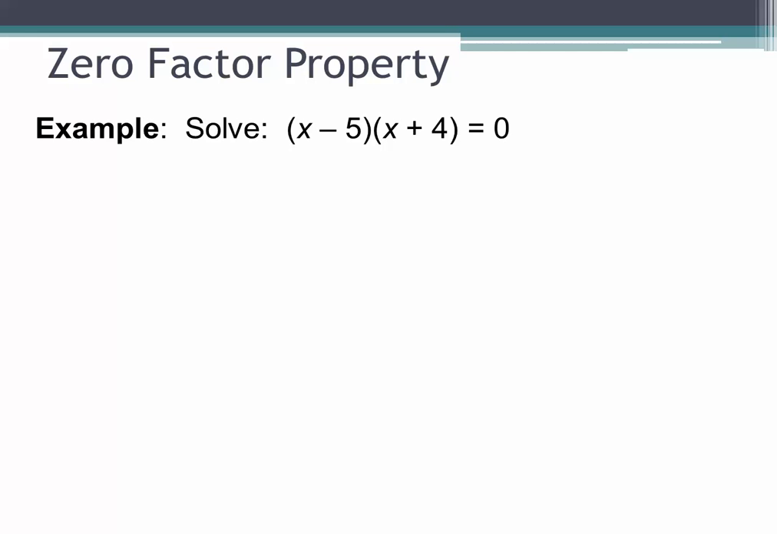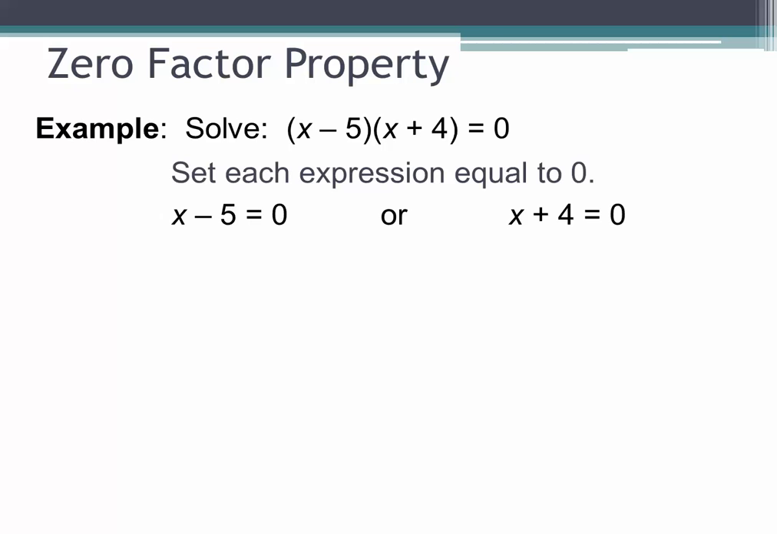This is very lovely and already factored for us. It doesn't get much better than that. So this was a quadratic equation in trinomial form that was already very nicely factored for us: (x minus 5)(x plus 4) equals 0. Because the result is 0, then either x minus 5 equals 0 or x plus 4 equals 0.